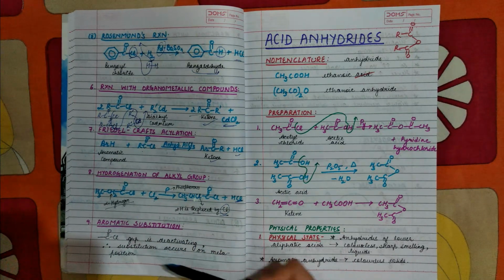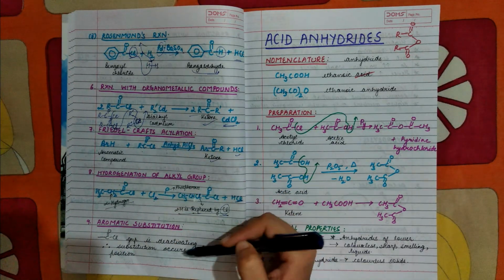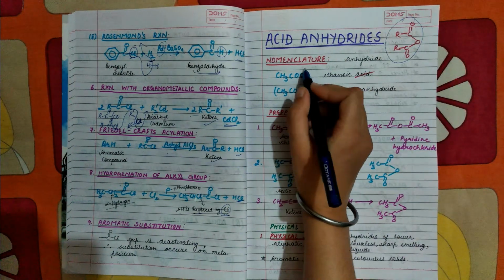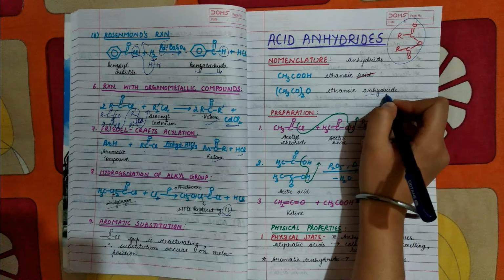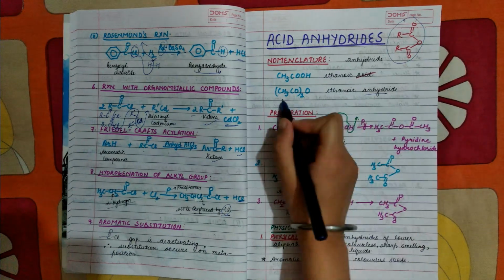Therefore, substitution occurs on meta position. So that was all about acid chlorides. Then we have acid anhydrides. This is the structure of anhydride. Nomenclature is done by replacing acid by anhydride, like ethanoic acid to ethanoic anhydride.